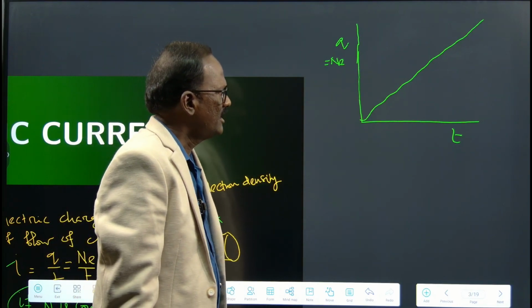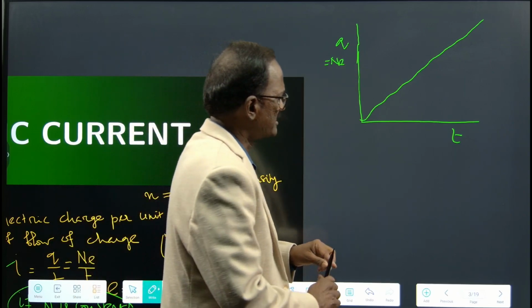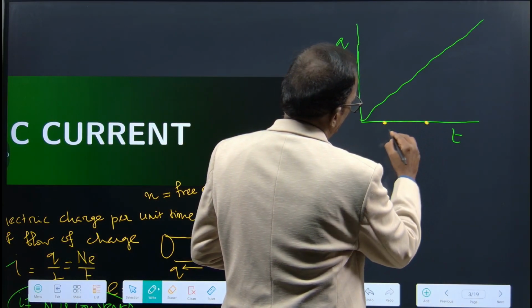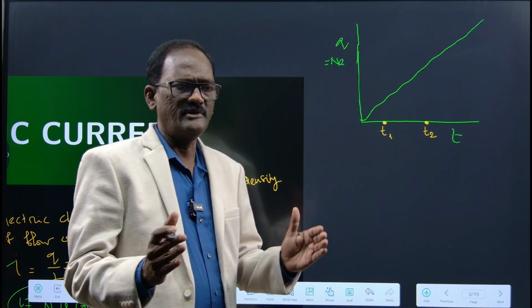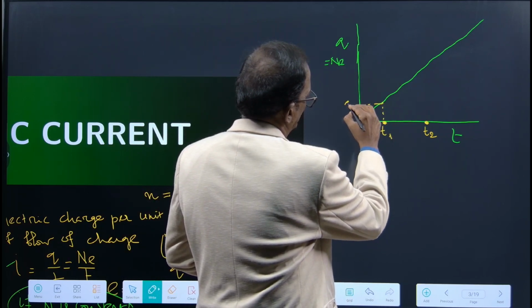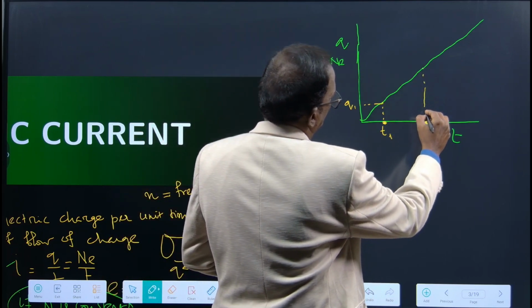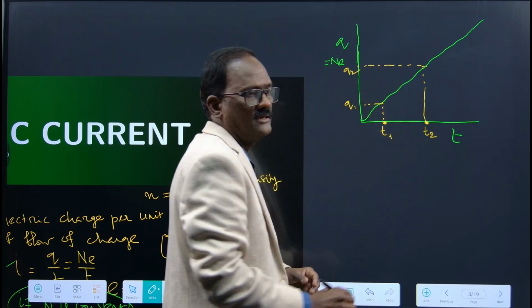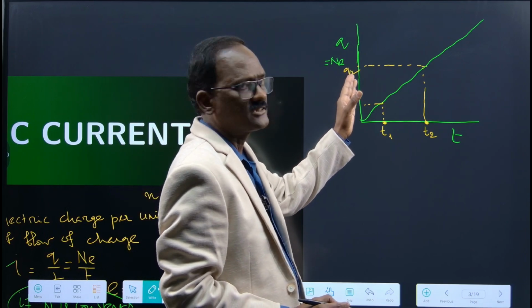For this case, there are two forms of writing the value of current. The first one is the average value. We will see how the average value is calculated. Average value is calculated between a time interval, between T1 and T2. What is the value of Q present at T1? Present means through the conductor. How many electrons are flowing through the conductor?